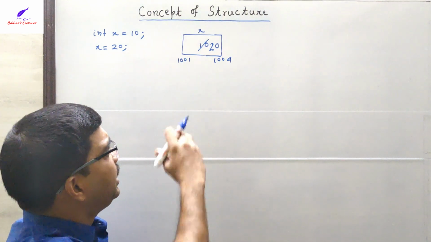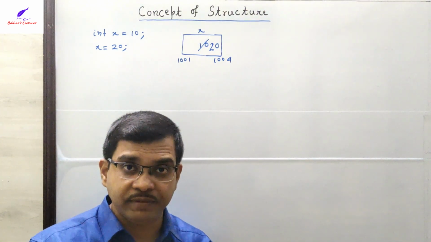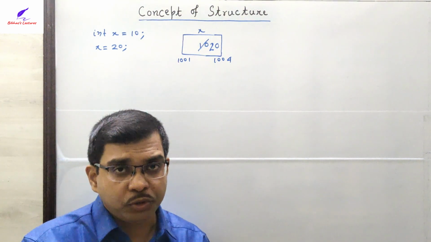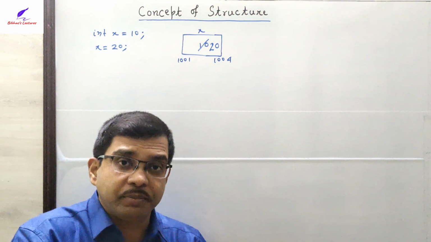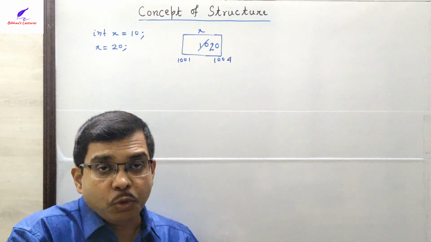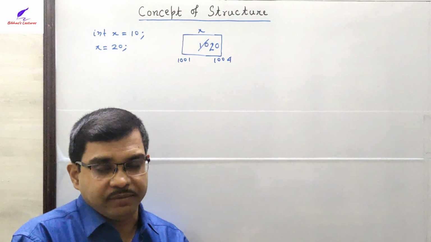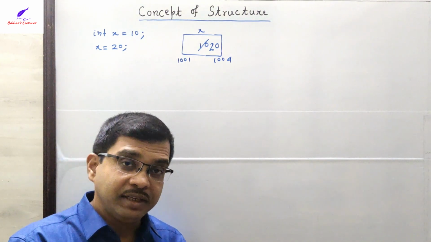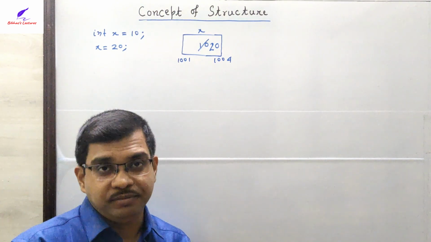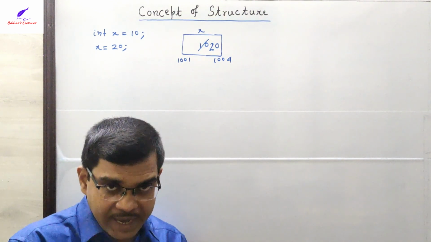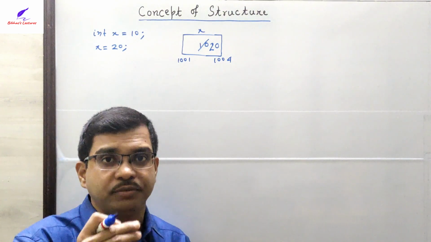Now we have overcome this limitation of a variable with the help of an array. Using an array, what are we doing? We are able to store more than one value at the same time inside a single variable name. But an array has its own limitation, and the limitation is that if you want to store values in an array, all the values have to be of the same data type.